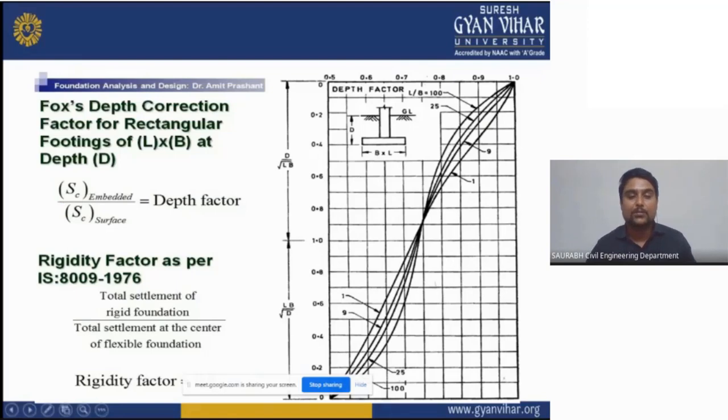And here the total settlement of the foundation will be equal to the rigid foundation, and it will be equal to the total settlement of the center of the flexible foundation.